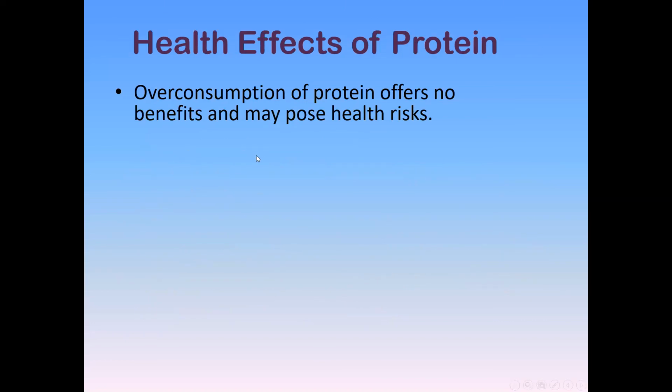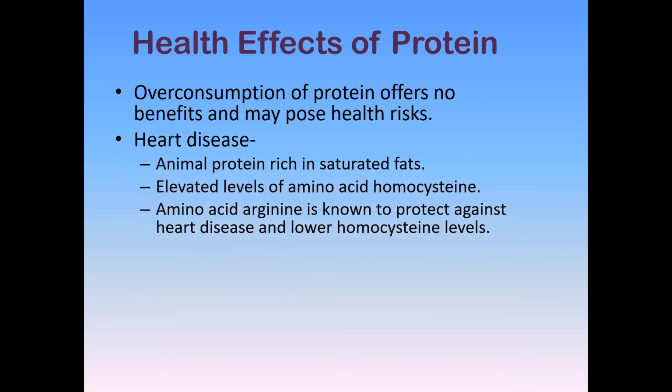Now, what are the health effects of protein? Of course, we know that overconsumption of protein offers no benefits and may pose health risks. Animal protein is always rich in saturated fat. So those who like to consume a lot of animal protein are at risk of consuming a lot of saturated fat, and at risk of elevated levels of the amino acid homocysteine. However, the amino acid arginine is also known to protect against heart disease and lower homocysteine levels.